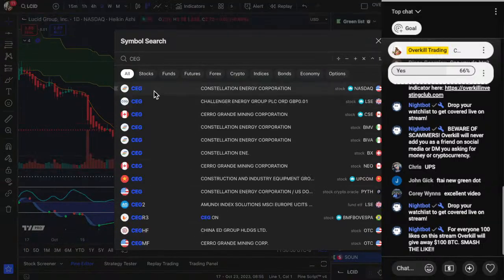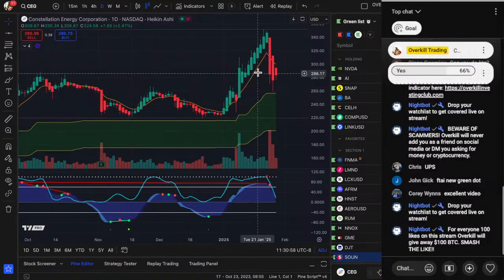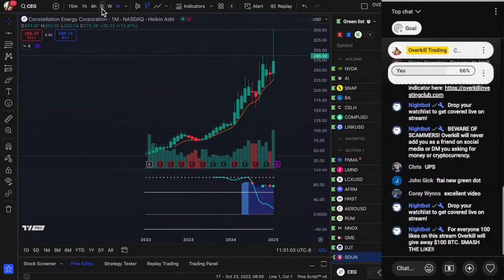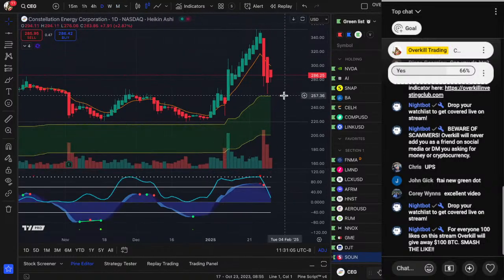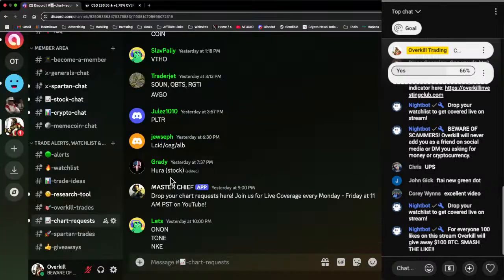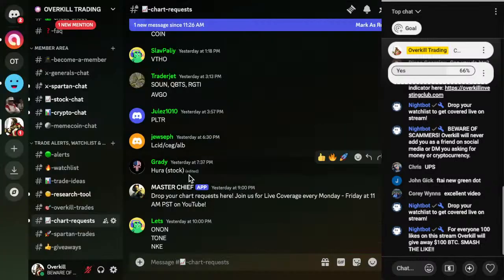CEG. CEG has sold off as well. Big time sell off there. Monthly's green, but that thing sold off into 260. I'd just be waiting on the daily green dot to enter. Wait for that daily green dot to take your entry.